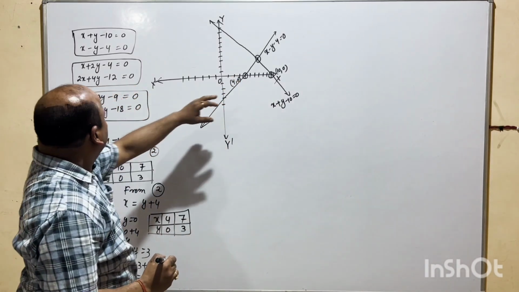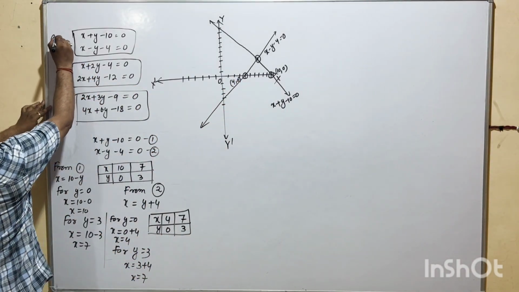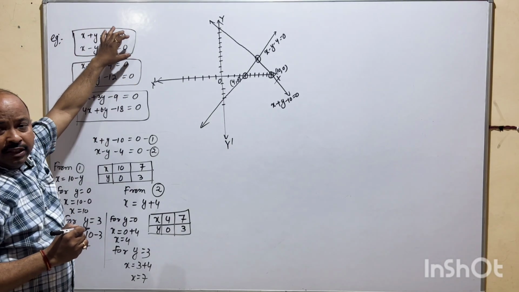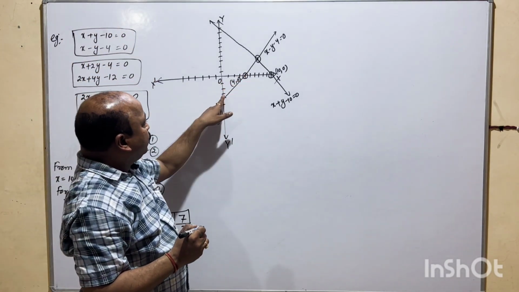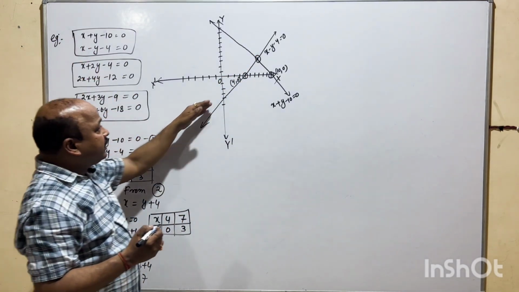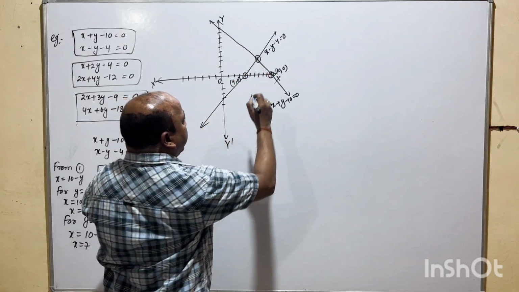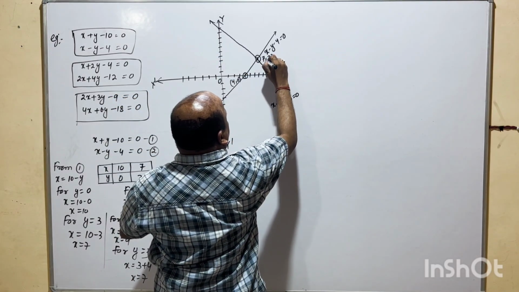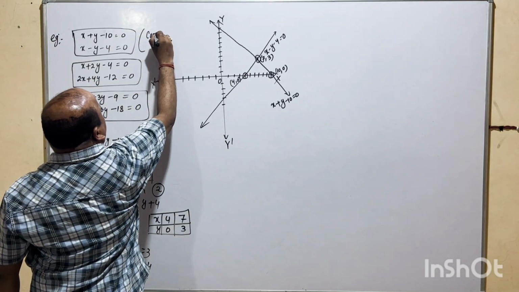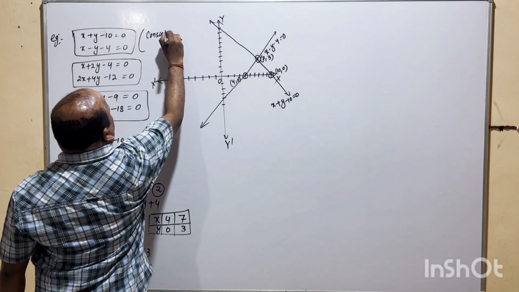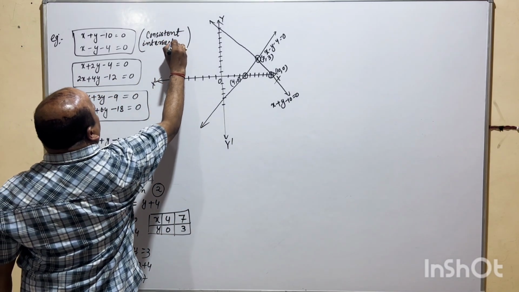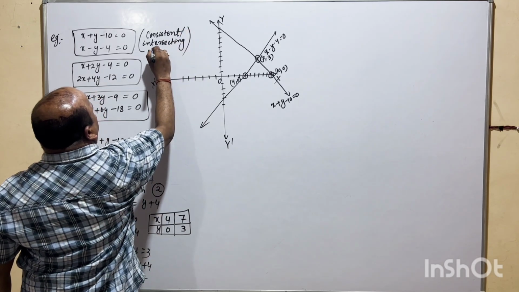So what do you conclude here from the first example? For the first example, a pair of linear equations in two variables, I solved these two equations. The geometrical meaning of these equations are straight lines, and these straight lines are intersecting at a point known as 7, 3. Okay, right? So these are known as consistent, or intersecting at a point, here.